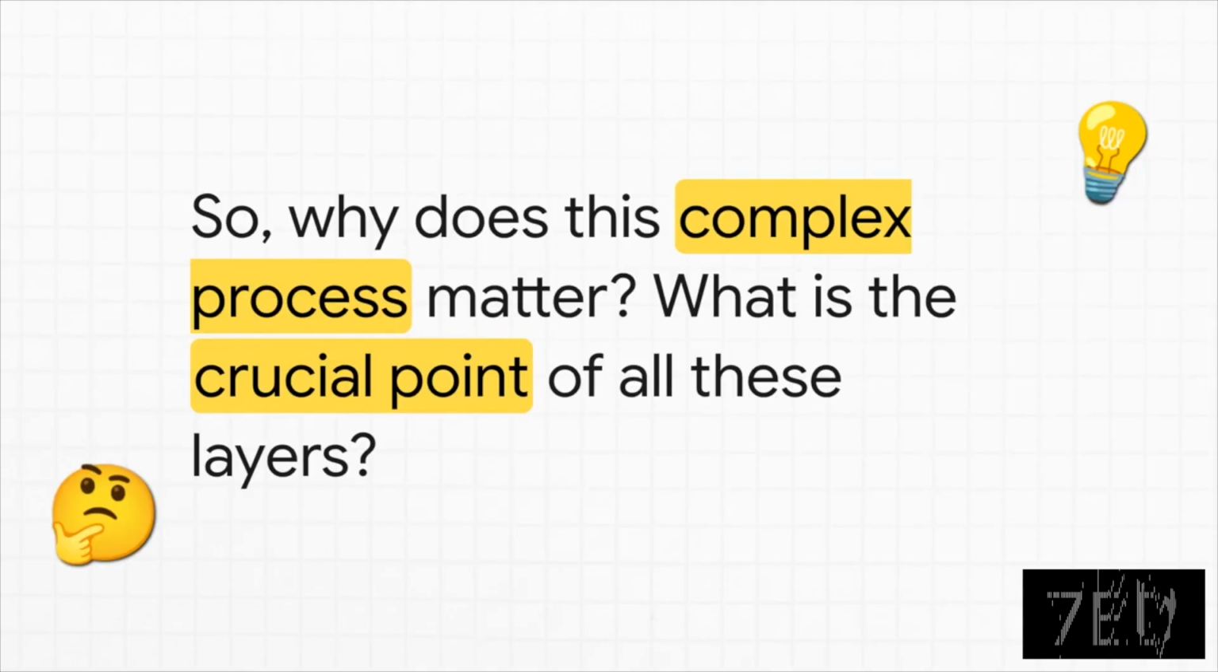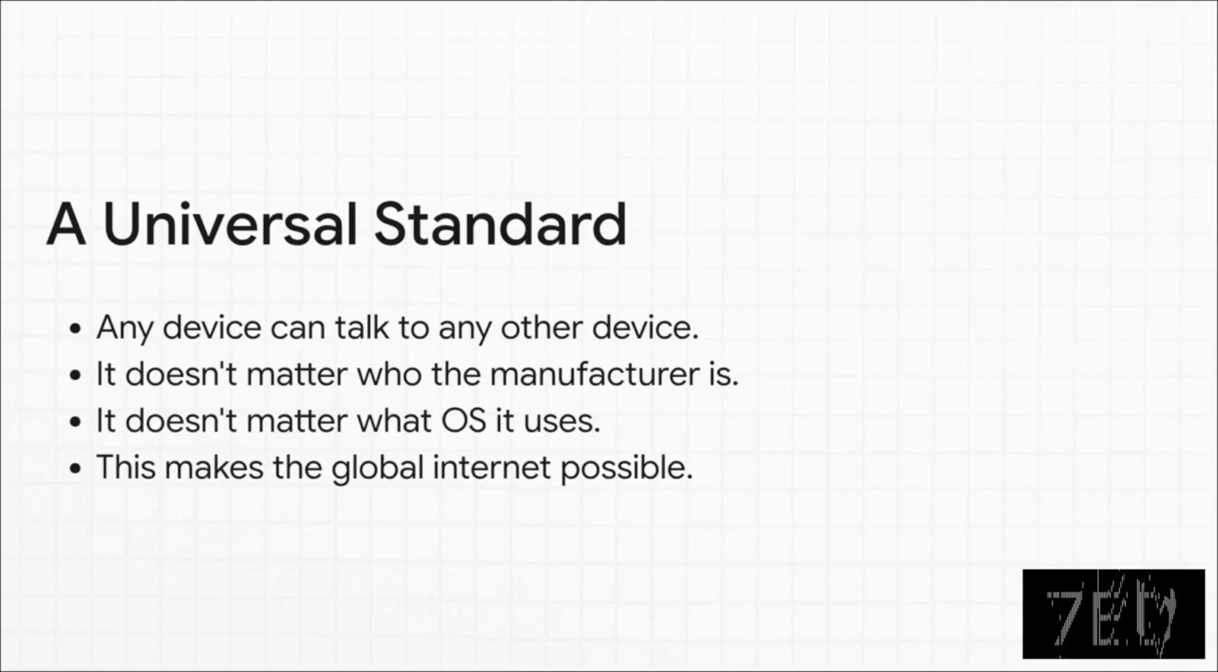Okay, I know. That was a lot of steps. 7 layers, encapsulation, de-encapsulation, all these different names. It seems incredibly complicated. So the really big question is, why? Why go through all this trouble? Why does any of this matter?